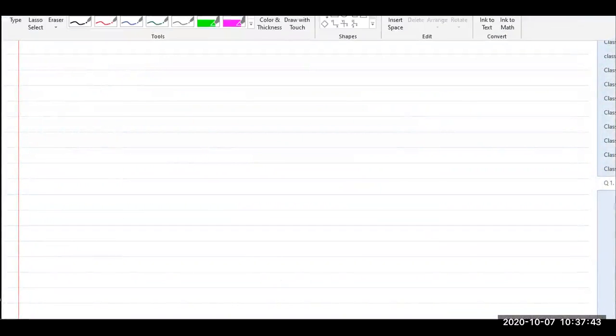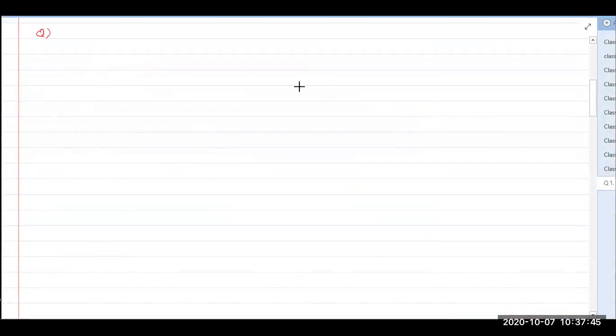Suppose we have a table or any surface, and an object is kept on it. The coefficient of static friction is given as mu s, and its mass is given as m g. Then how much will be the friction force? Find the friction force.